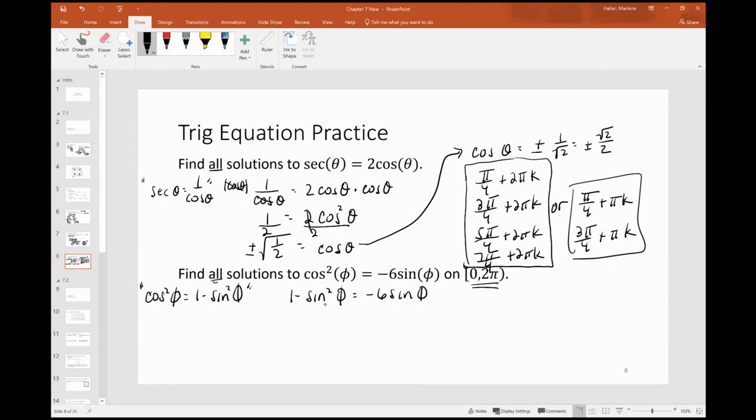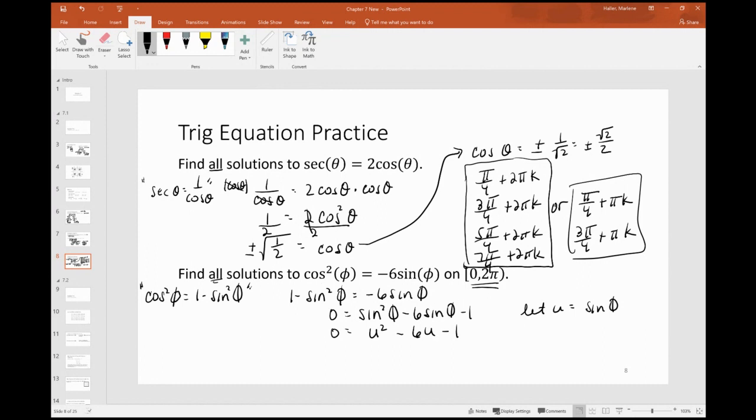All right. Now it looks quadratic in nature, right? So let's set it equal to 0. So we'll say 0. Let's see, we'll add the sine squared to both sides. So 0 is going to be equal to sine squared of phi minus 6 sine of phi, and then we'll subtract that 1 from both sides. Okay, now I can do the u substitution. We'll let u equal the sine of phi. Okay, so then 0 equals u squared minus 6u minus 1.